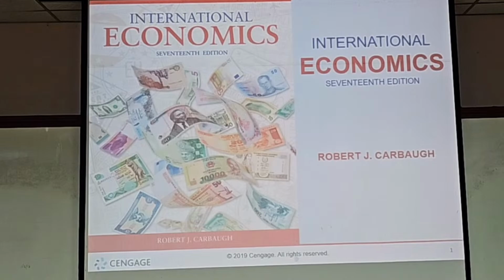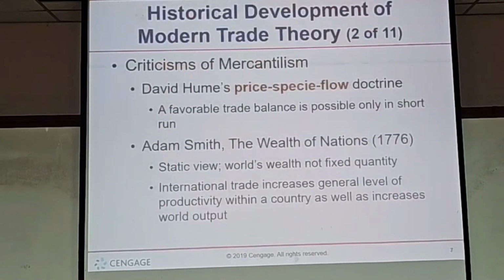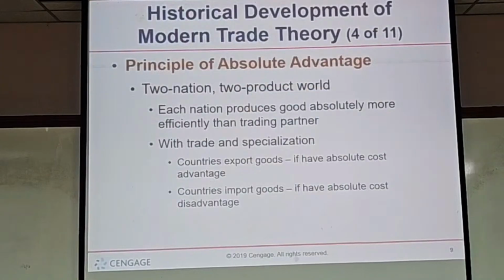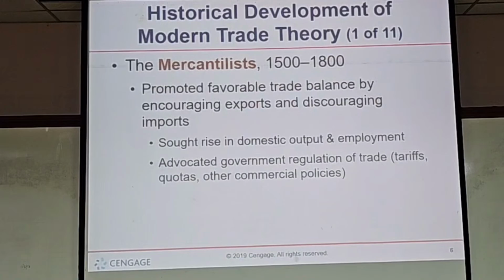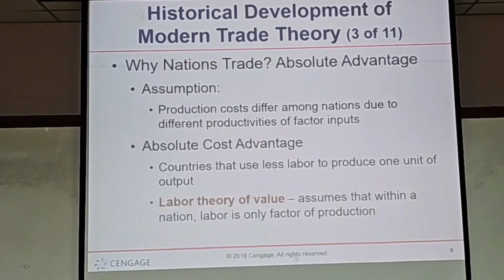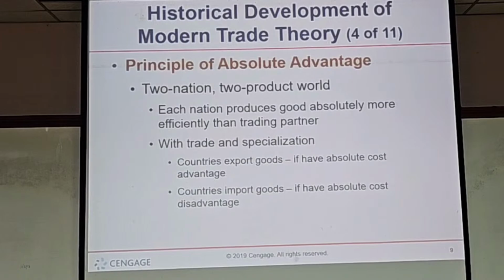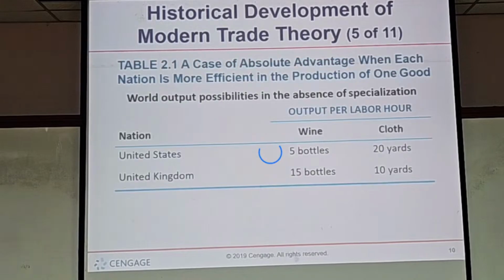First, absolute advantage, 2 by 1. This is done. Each country has the lowest number of labor needed to produce one item. Given one item to produce, you can look at it that way.